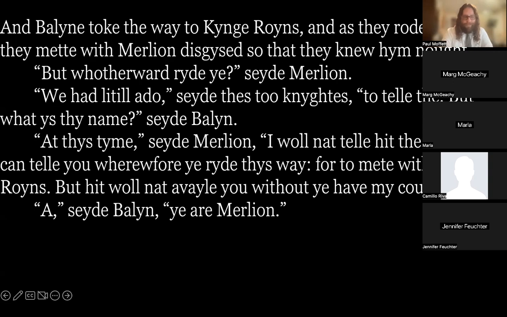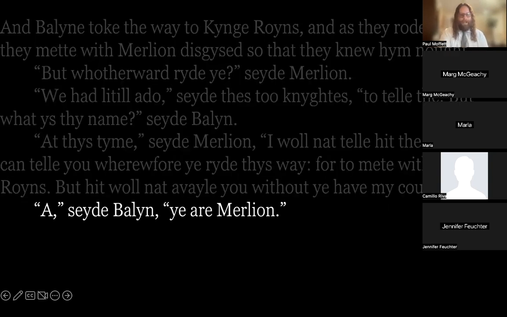But Balin, at one point in his story, and I'm going to tell you a little more about him, but the point that is relevant to this conversation right now is that Balin encounters Merlin in disguise. Balin says, "Who are you?" Merlin says, "I won't tell you, but I can tell you what you are doing. I can tell you why you are riding where you are. You are going to meet with King Rhyons, but it will not avail you without my counsel." "Ah," said Balin, "you are Merlin."